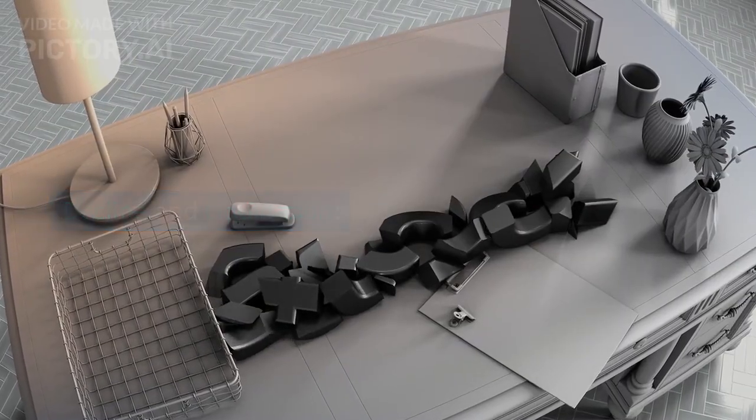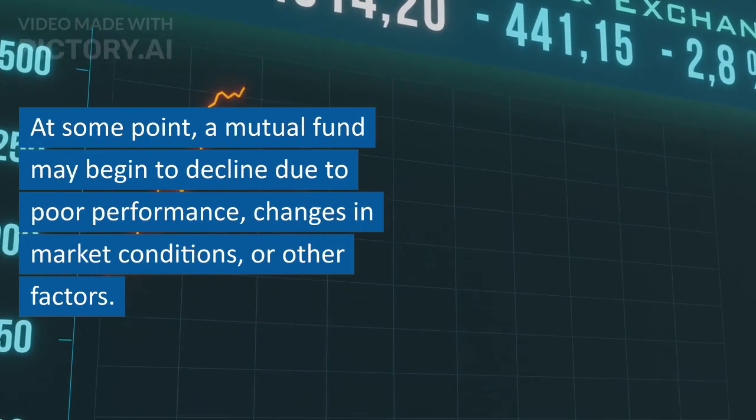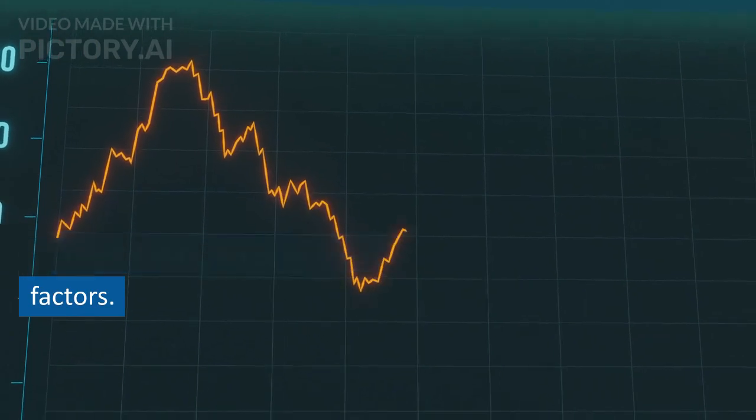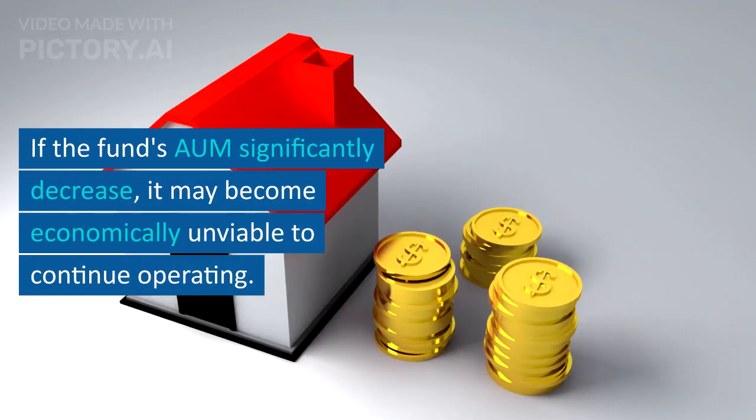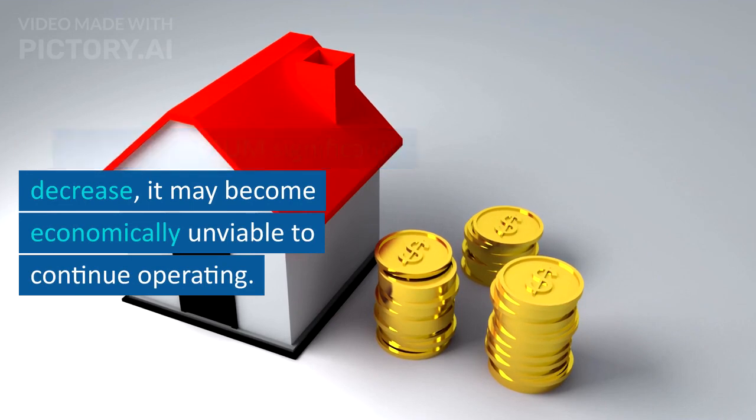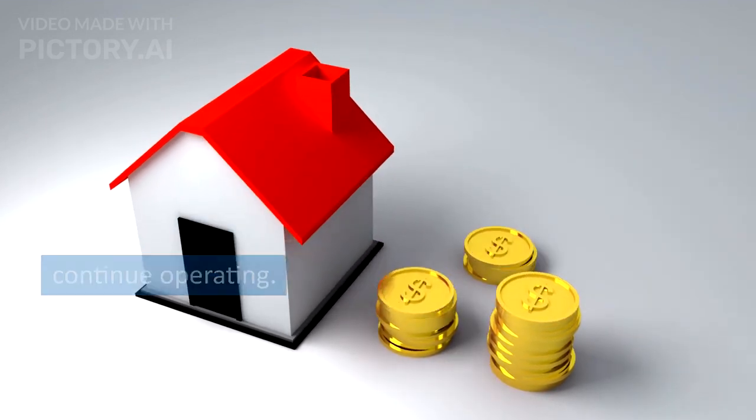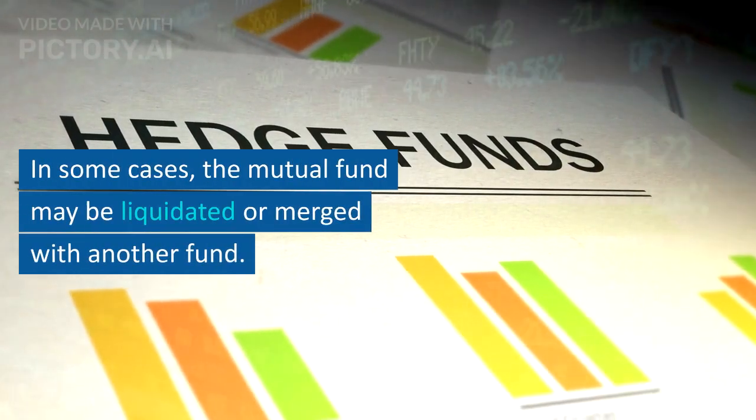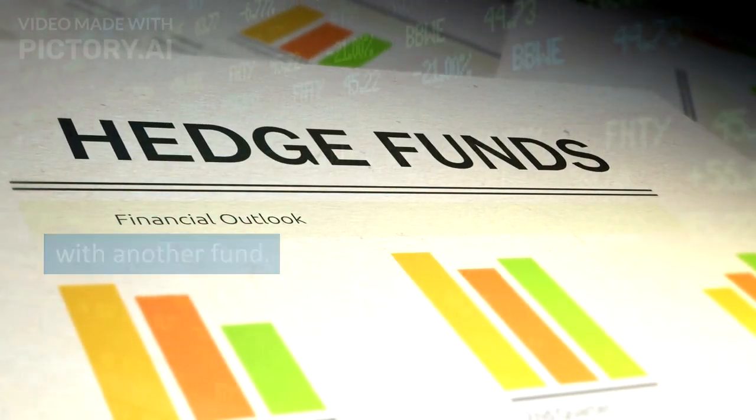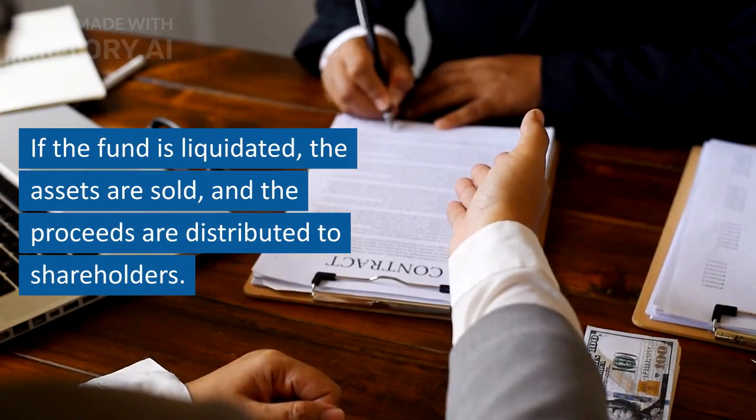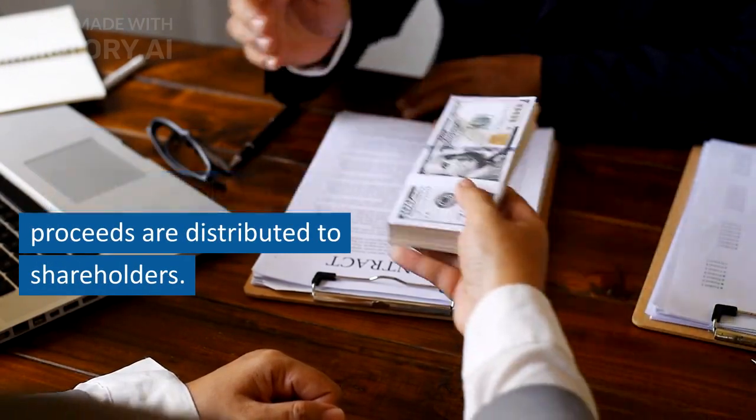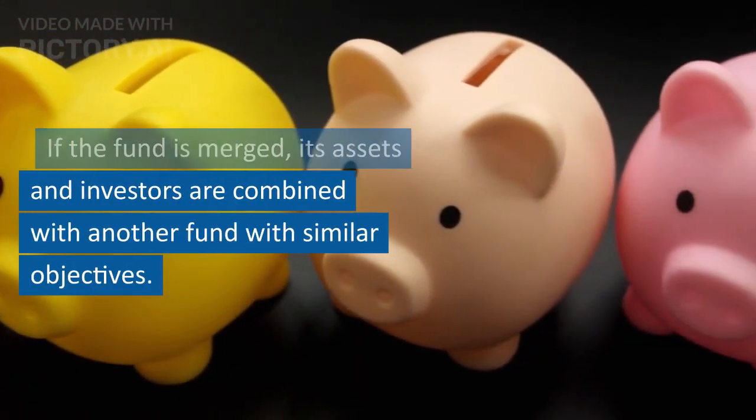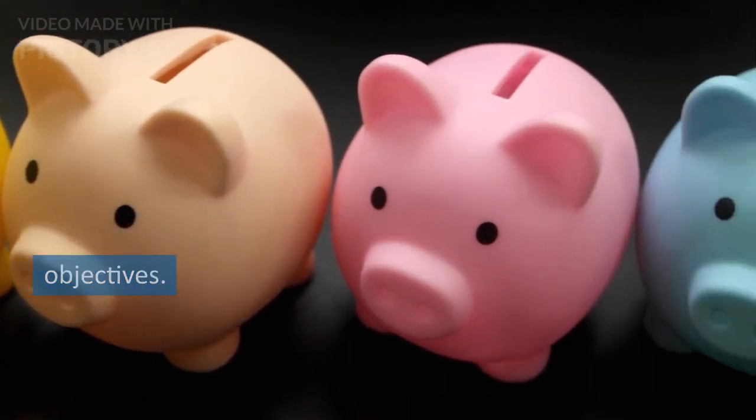Decline and liquidation. At some point, a mutual fund may begin to decline due to poor performance, changes in market conditions, or other factors. If the fund's AUM significantly decrease, it may become economically unviable to continue operating. Liquidation or merger. In some cases, the mutual fund may be liquidated or merged with another fund. If the fund is liquidated, the assets are sold, and the proceeds are distributed to shareholders. If the fund is merged, its assets and investors are combined with another fund with similar objectives.